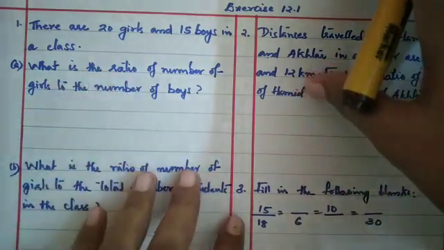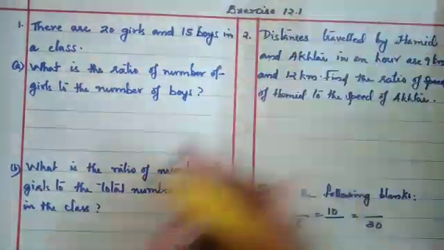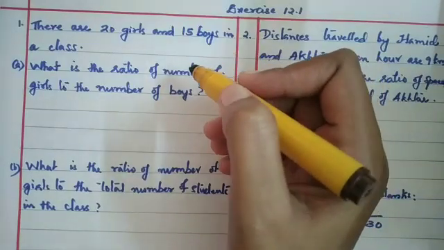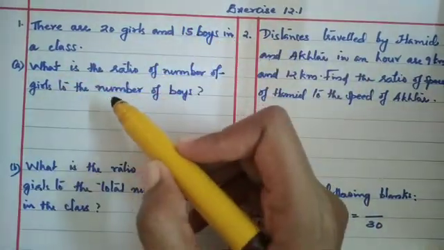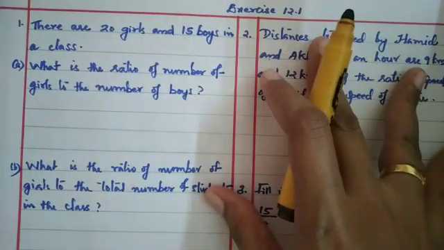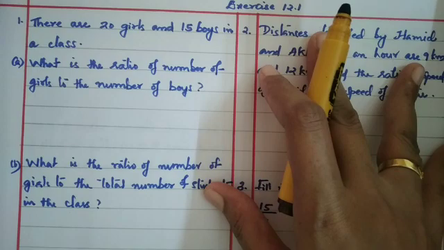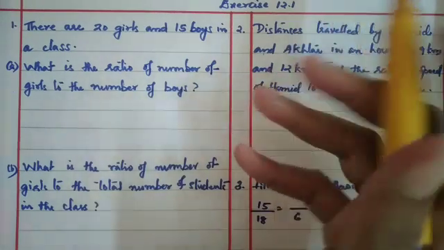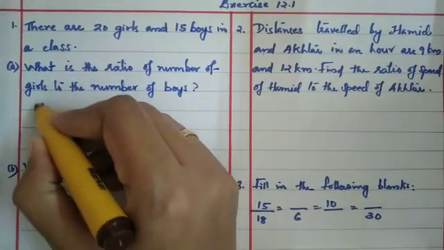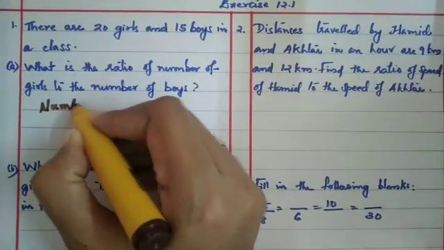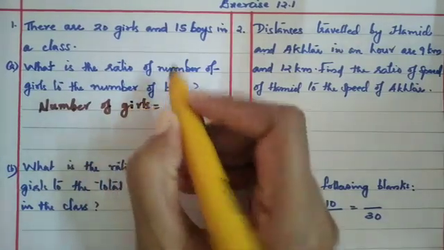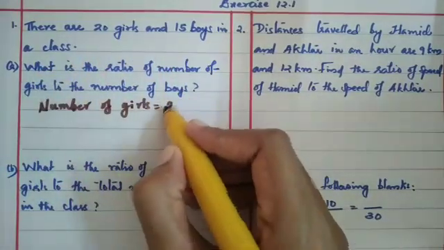Next we are moving to exercise 12.1. First question. There are 20 girls and 15 boys in a class. A question. What is the ratio of number of girls to the number of boys? All of you know how to write the ratio and what is the ratio. First you have to write the number of girls. Number of girls. There are 20 girls, so it is 20.